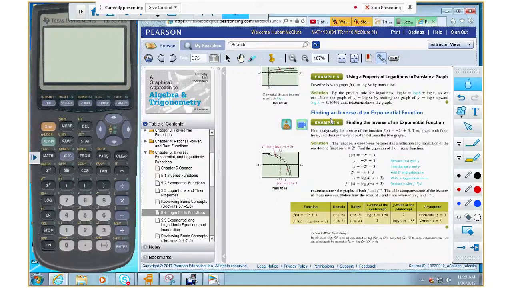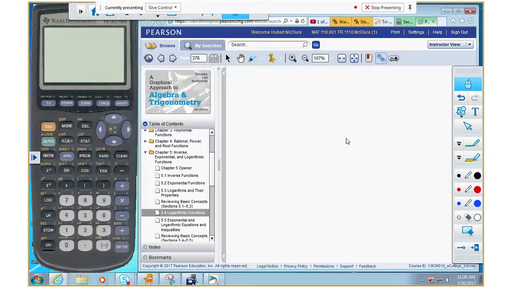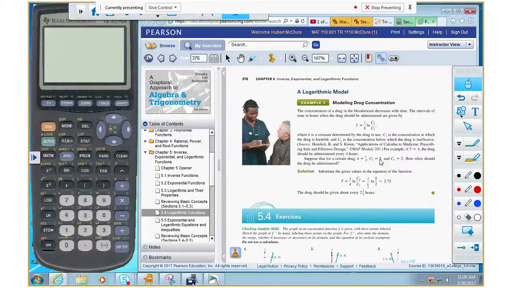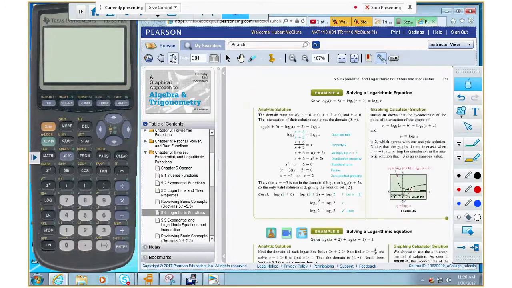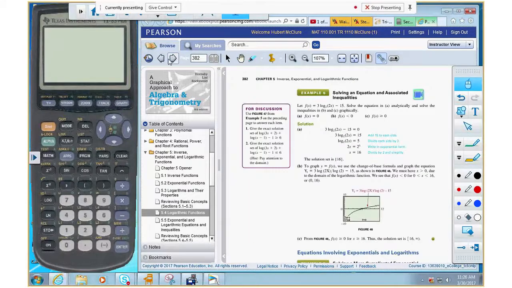Finding the inverse of an exponential, that's 2 to the y is equal to negative x plus 3. That's not that big of a deal. Section 5.5. There it is.